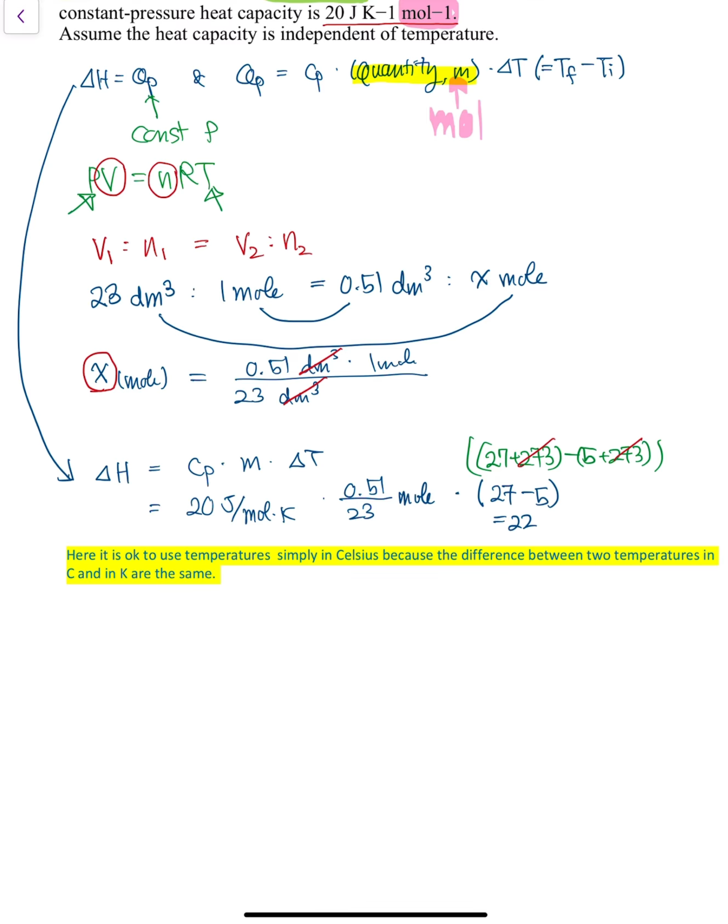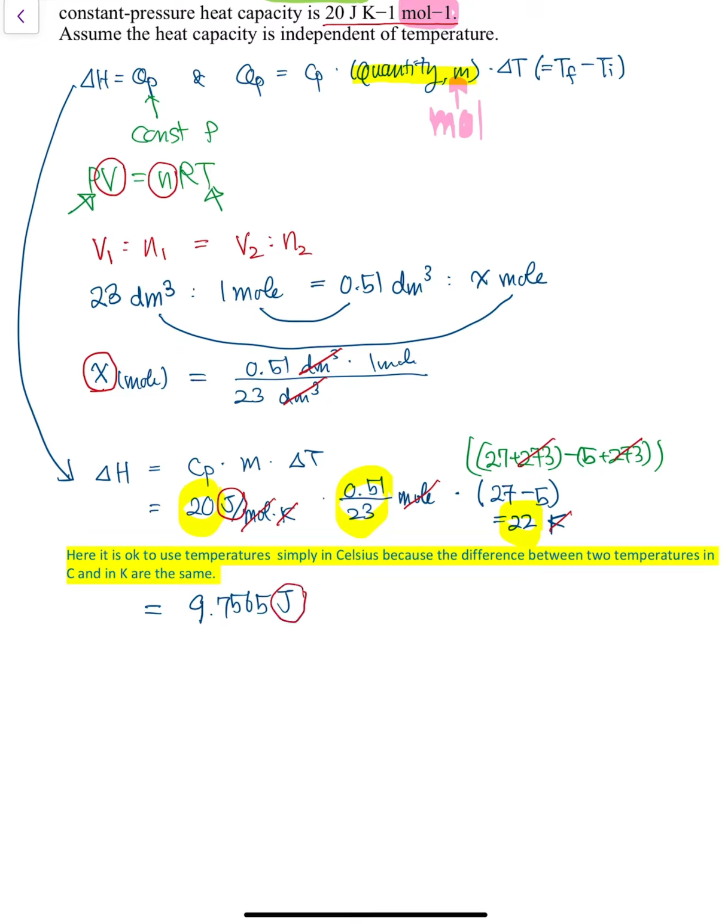Now you plug in, this is a good time to plug in the numbers into calculator. 20 times 0.51 divided by 23 times 22 Kelvin, you would get basically 9.7565 joule, and you can confirm that final unit here. Mole cancel out, Kelvin cancel out. The only unit that remains is the joule here.